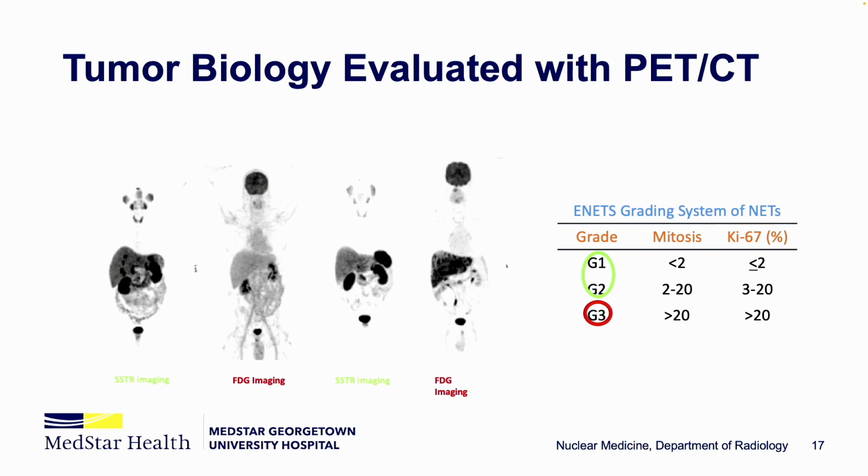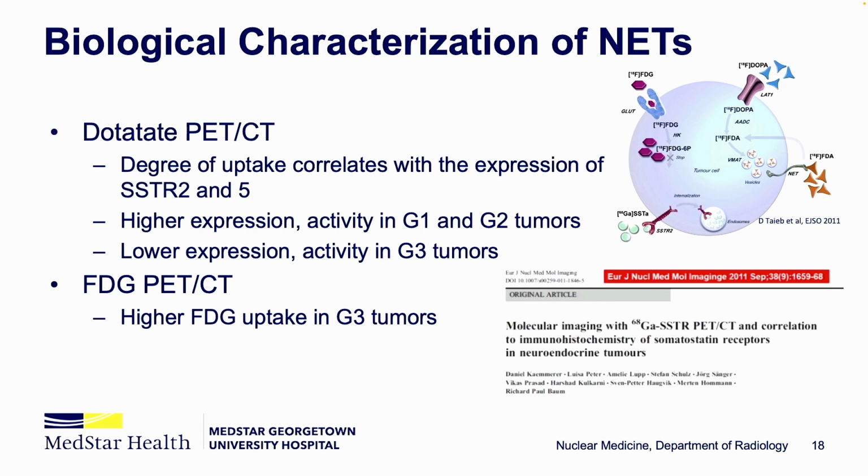This is a different patient that does not really show many lesions on the Dotatate PET, so the somatostatin receptors are not so much expressed, and the FDG PET shows a lesion. So again, you can characterize the biology of the tumor on the imaging, to see which tumor is more aggressive and which is not as aggressive, which again has implications for the treatment.